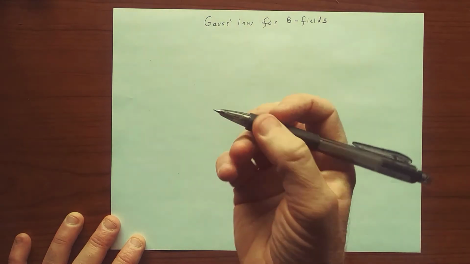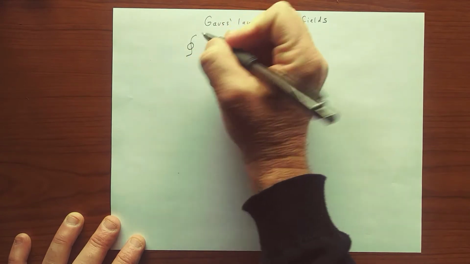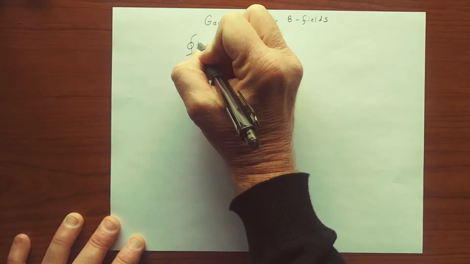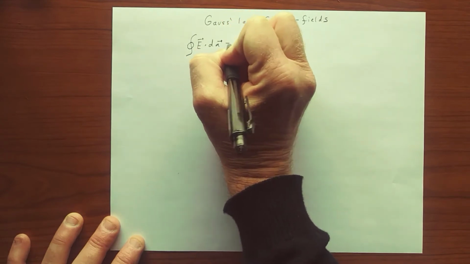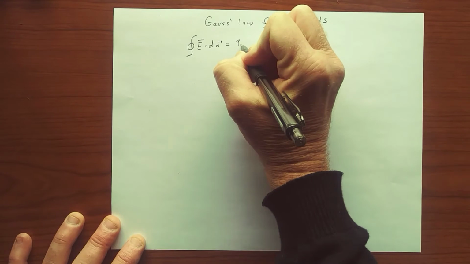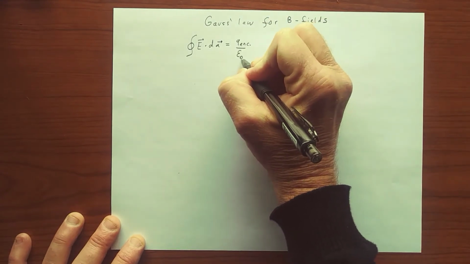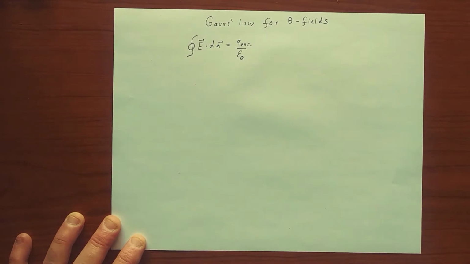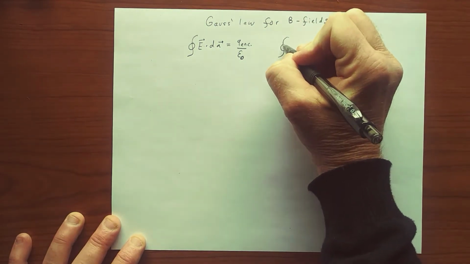So for the electric field, Gauss's law said that the integral of the electric field over a closed surface is equal to the charge that's inside divided by a number, right? So the charge is the source of the electric field. This is not going to be the case for magnetic fields because of their geometry.